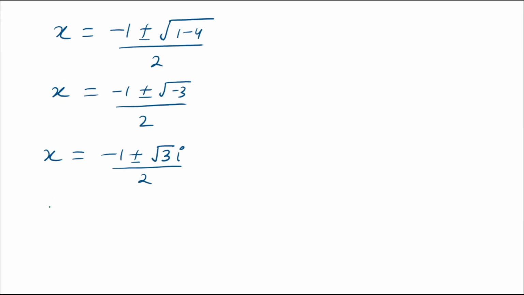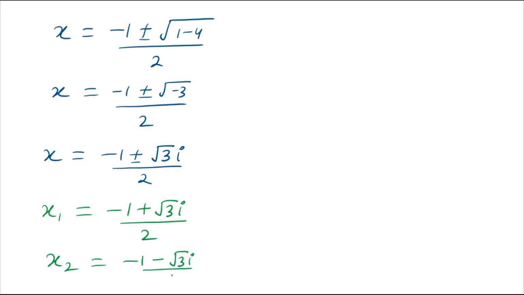Here we have the first solution x1, which is equal to minus 1, and if we take the positive sign, plus square root of 3 times iota divided by 2. And the second value x2 is equal to minus 1, and if we take the negative sign, minus square root of 3 times iota divided by 2.